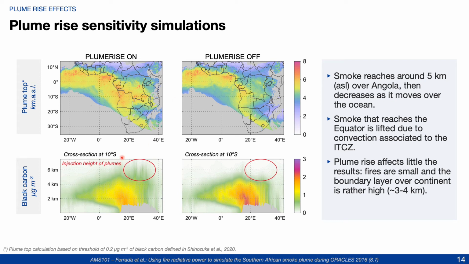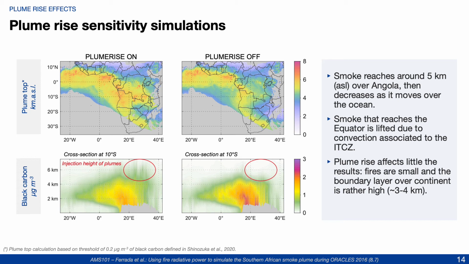In the bottom, you see a cross-section of black carbon at 10 degrees south. Here it is visible that over land the smoke reaches altitudes above 6 kilometers when we use plume rise, but this does not happen when we don't. However, when plume rise is turned off, we have higher concentration of smoke over the land surface. Unfortunately, none of the flights conducted during ORACLES were over land to evaluate if this is accurate.